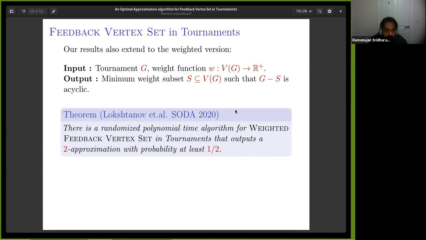Pranabendu, could you comment on what techniques you use for the weighted version? I'm sorry, can you repeat the question? What is different in your algorithm for the weighted version? What more do you need to do?